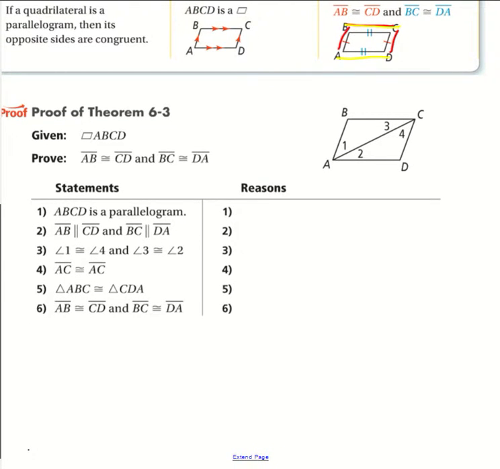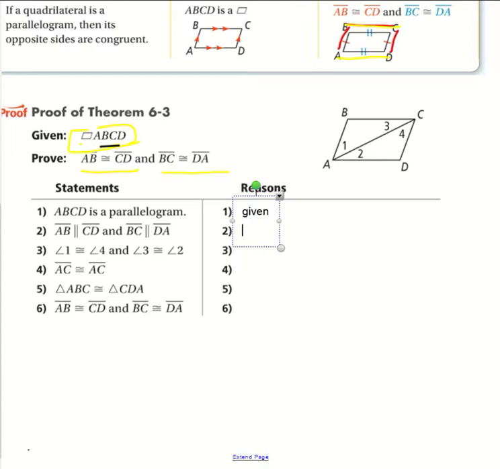So let's prove that. It says here we have a parallelogram ABCD. We're given that it's a parallelogram. Using that information, we then need to prove that AB is congruent to CD and BC is congruent to DA. We're going to prove that those opposite sides are congruent. So if we look at the first part of our proof, it says ABCD is a parallelogram. Well, that was given to us. We can write that that is given. Now we look at the next statement. It says, let me just change the font of this so it'll fit. There we go.